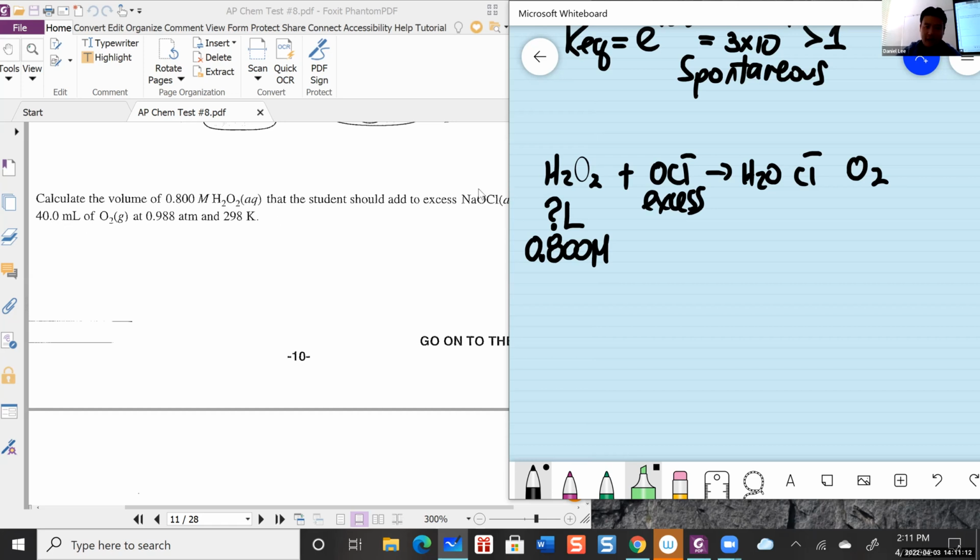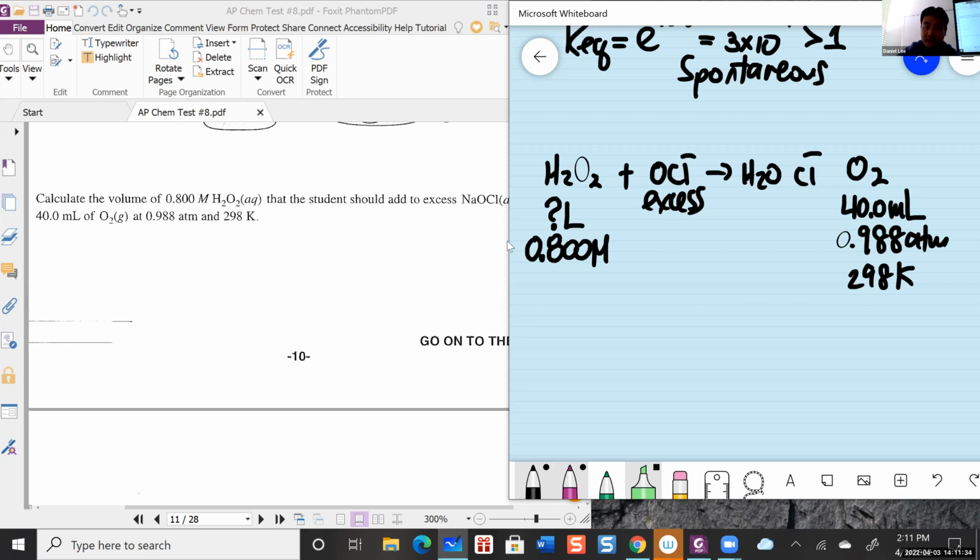And 40 mL of oxygen, so this is what's collected. 40.0, carry out the right sig figs. You're collecting at 0.988 atm and 298 Kelvin. Does that make sense? Okay. So this would be the amount of oxygen you need. So how do I do this? How do I know which side to go?